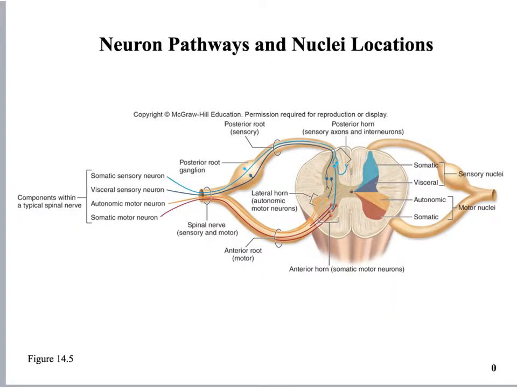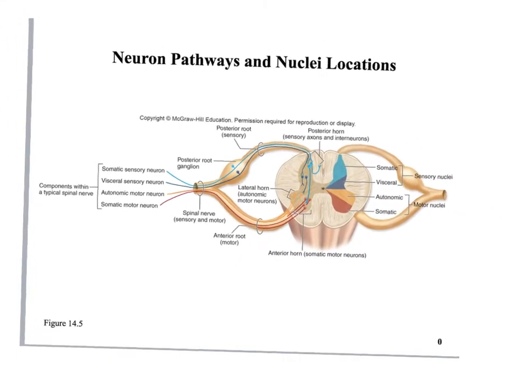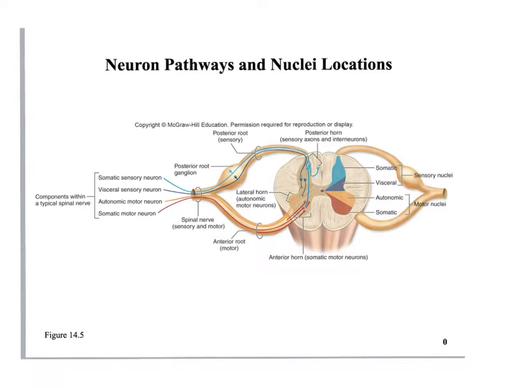Okay. So the spinal cord is in the central nervous system, and it helps relay information to and from. It takes in somatic sensory information and visceral sensory information, and relays those messages to motor neurons. And there's a couple different ones that are important.